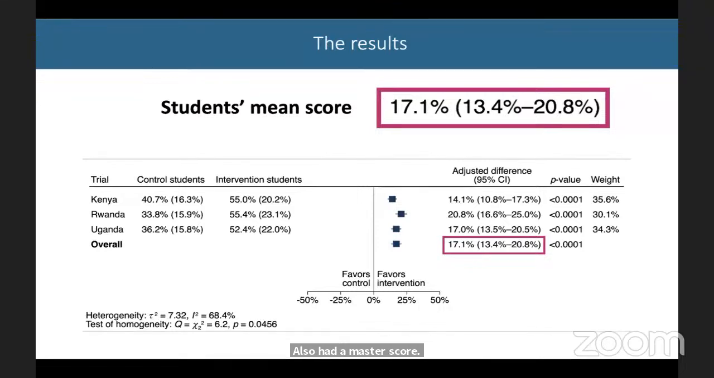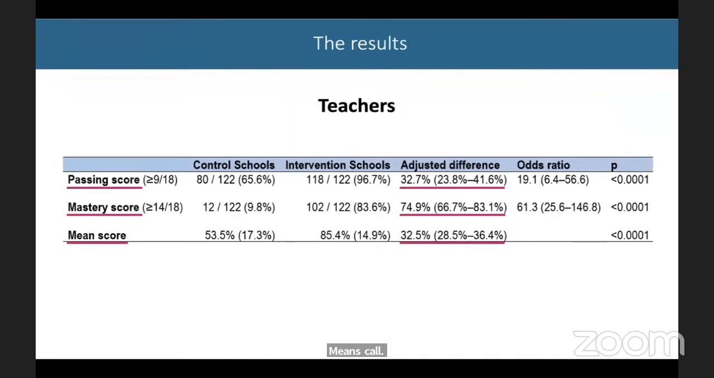We also assessed the mean score, and overall, in 3 countries, 17% more students had a mean score. And we also assessed with the teachers, and 32% more teachers had a passing score, and 72% more had a mastery score in the intervention arm compared to the control, and the mean score was 32.5 among the teachers.